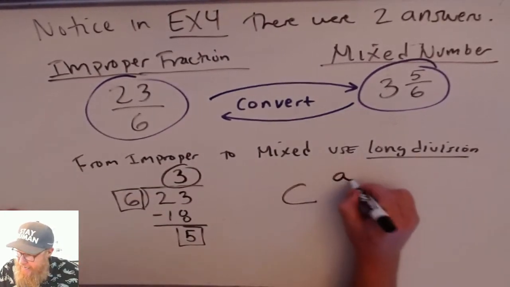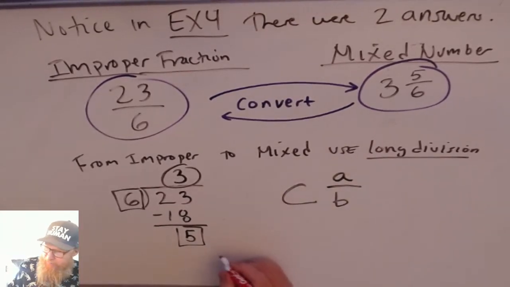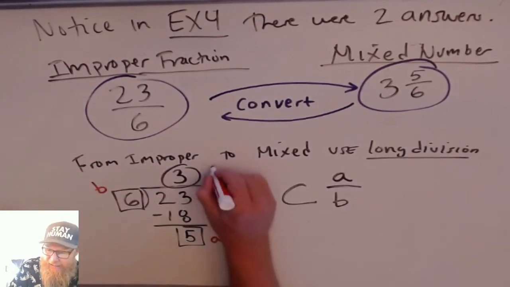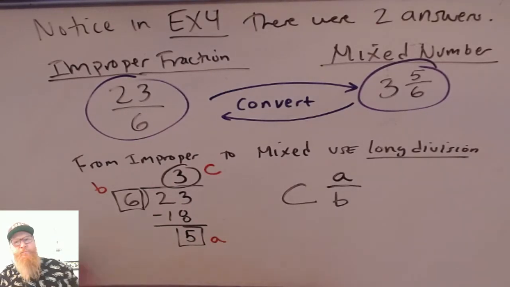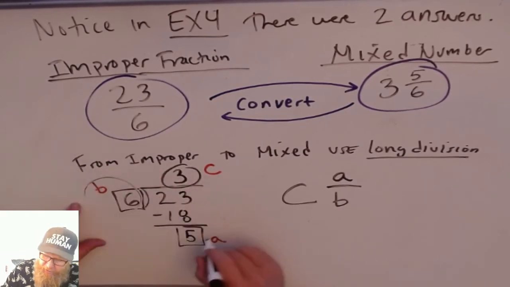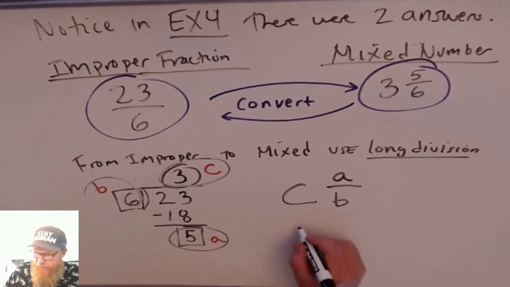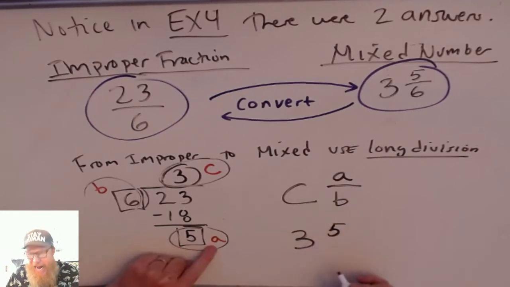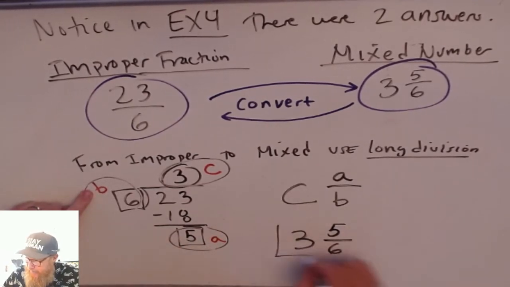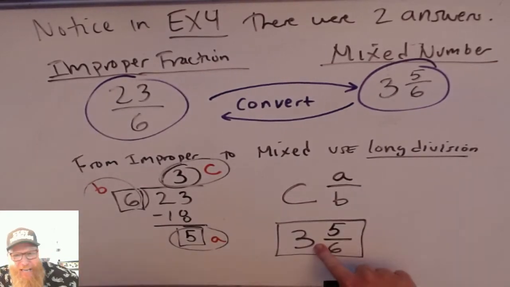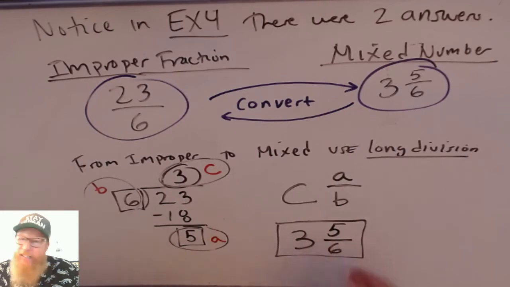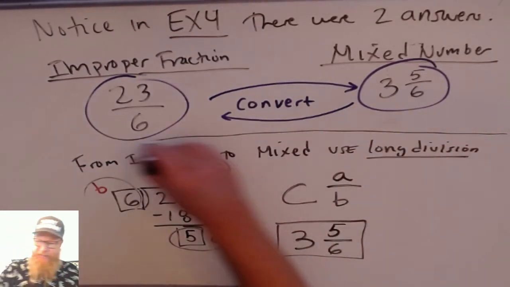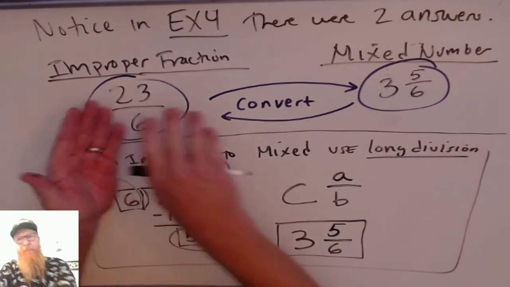And so it's CAB in the following order. This is always B. This is A. And this is C. Gotta make sure you know which one's which. All right, put them in the right order. So it's C, that's 3, and 5, that's A, and then sixths, like this. And technically there's an "and" in between there. We say 3 and 5/6, but we typically don't write the word. Okay, so that's how you go from improper into mixed.